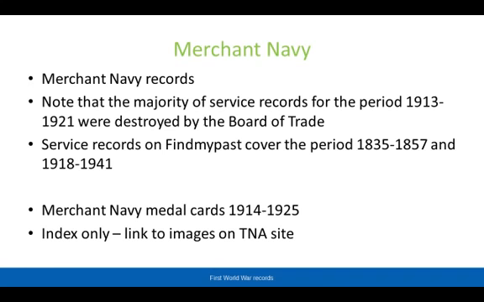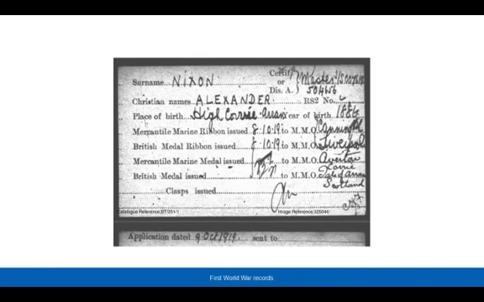We do have Merchant Navy medal cards from 1914 to 1925, but these are indexes only that link to images on the National Archives site. So here's a typical card. You've got Alexander Nixon, born in Arran, by the looks of things, 1886, and then it gives you details of the ships he served on. This man is no relation.